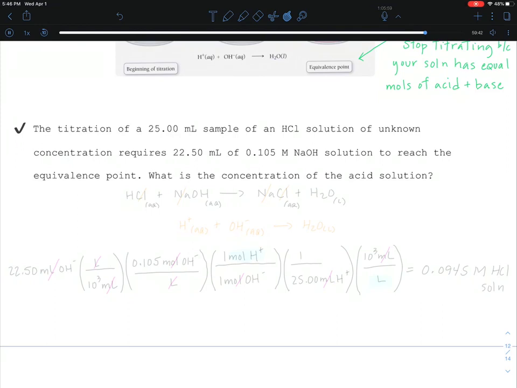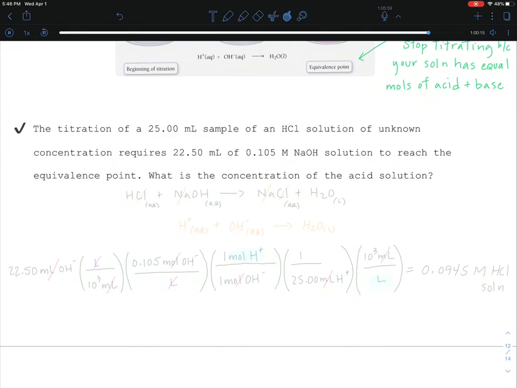It's going to require 22.5 milliliters of base, and they give you the concentration of the base, 0.105 molar sodium hydroxide solution. And that's going to be required to reach the equivalence point, meaning stop the titration, we now have equal number of moles of acid and base in the flask, right? And then they say, what's the concentration of the acid solution? So I know the volume of the acid solution. I don't know the concentration. I do know how much base was required to neutralize it, and I know the concentration of the base.